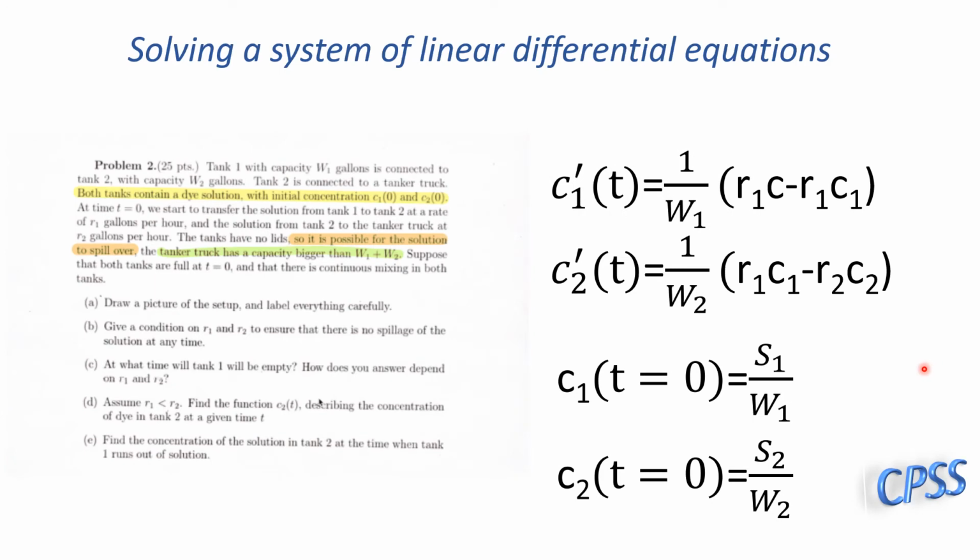Okay, here we have another, let's see, C part. It says, at what time will the tank be empty? How does your answer depend on R1 and R2? So we have our coupled equations and our initial conditions. So what time will tank 1 run out? That basically means, when does tank 1 go to 0? How long will it take?